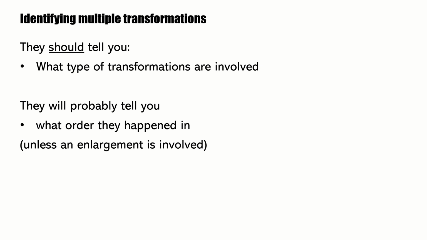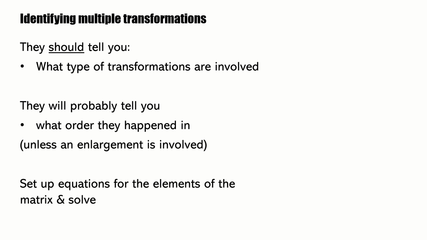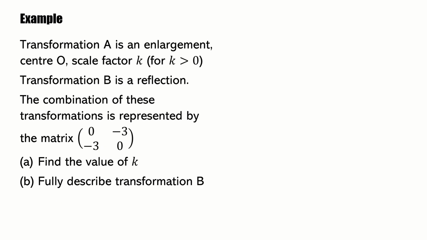So, with all that said, if they've given you that information, how do you then go about it? Well, all you've got to do is to use the generic formulas for the transformations that are involved, multiply them together in the order that's been shown, and then use that to set up some equations comparing the elements in the matrix they've given to you, and use that to create some simultaneous equations to solve. So, the best way to show that is to just do an example, because describing it sounds horrible. So let's do an example.